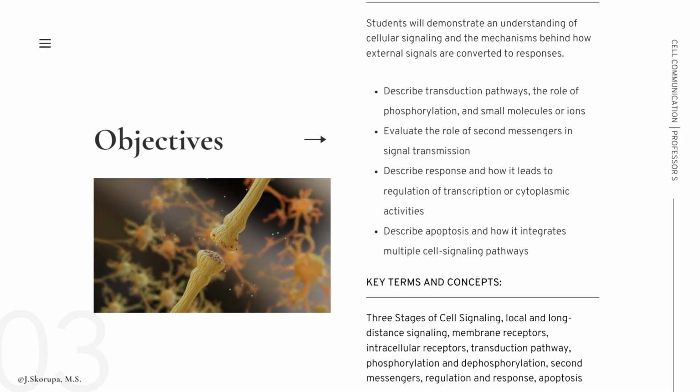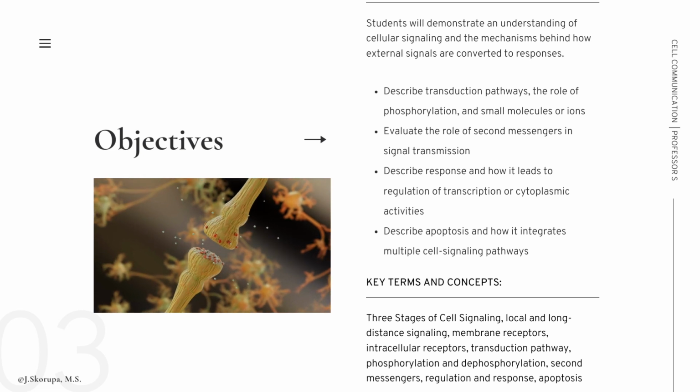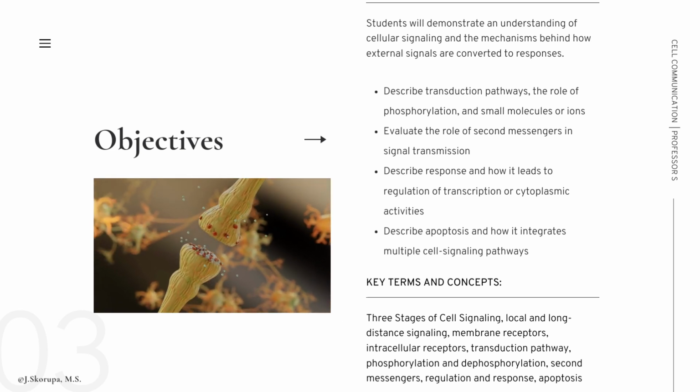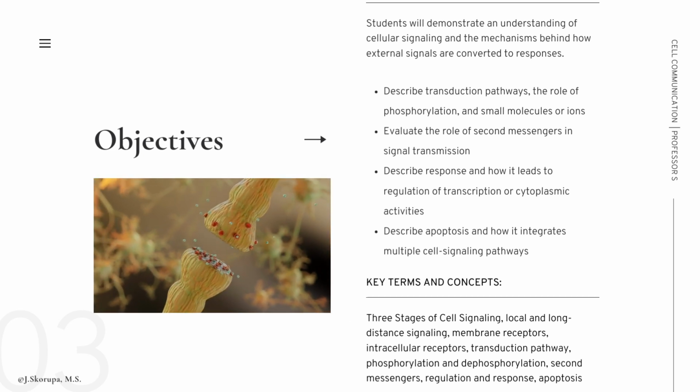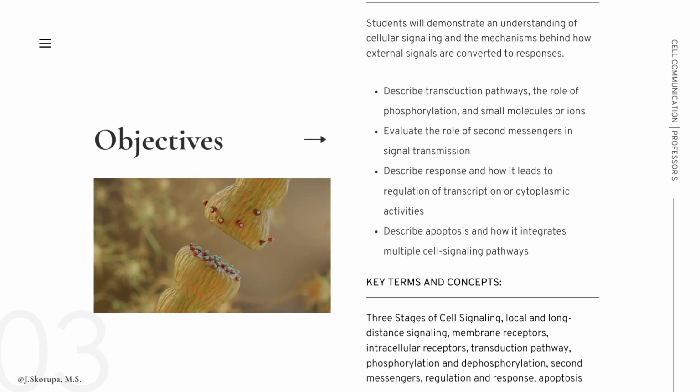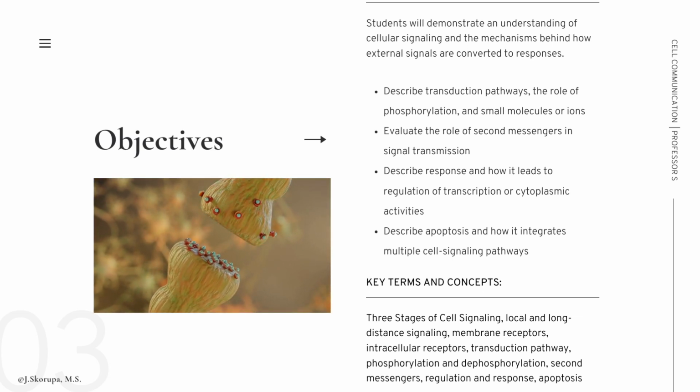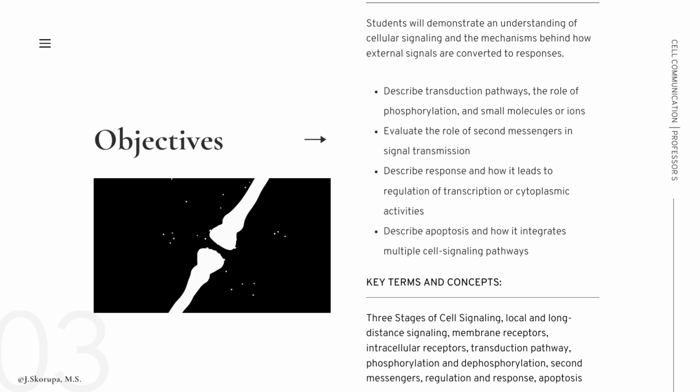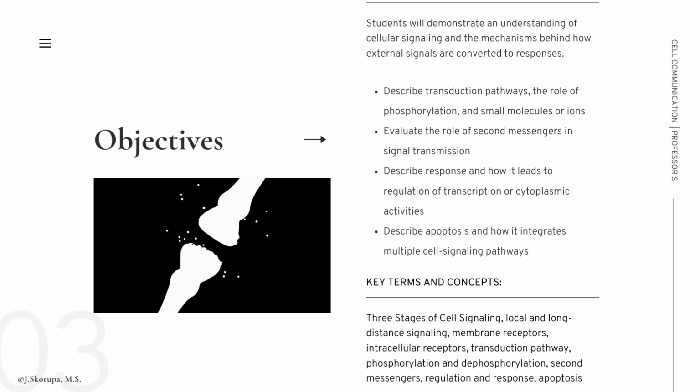Here are the goals for this lecture. You'll be able to describe in detail transduction pathways, the role of phosphorylation and small ions, be able to evaluate the role of second messengers in signal transmission, describe response and how it leads to regulation of transcription in the nucleus or cytoplasmic activities, and describe apoptosis and how it integrates multiple cell signaling pathways.